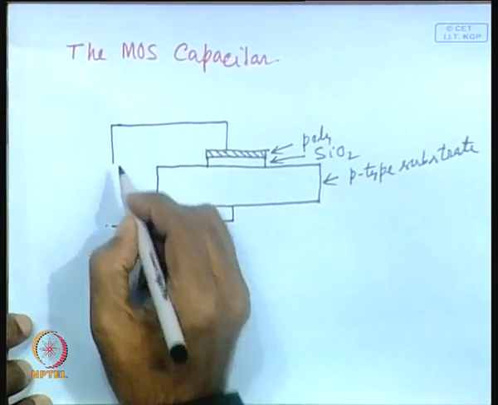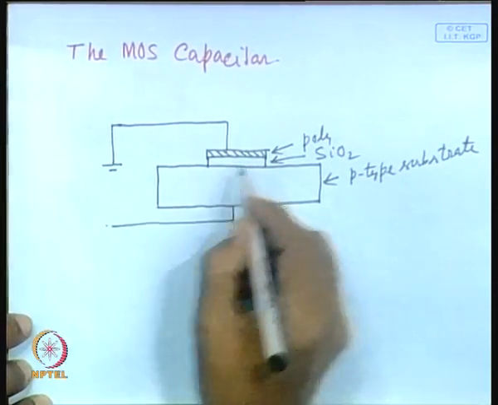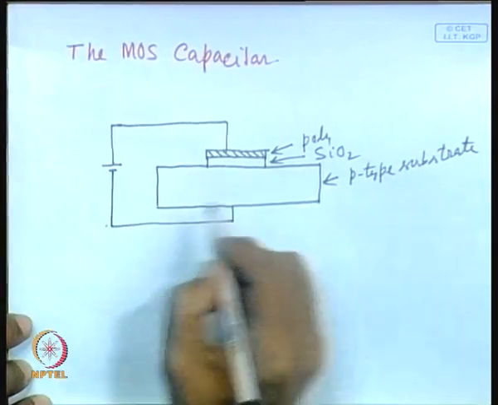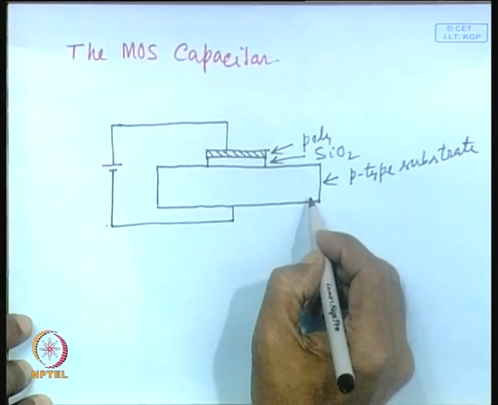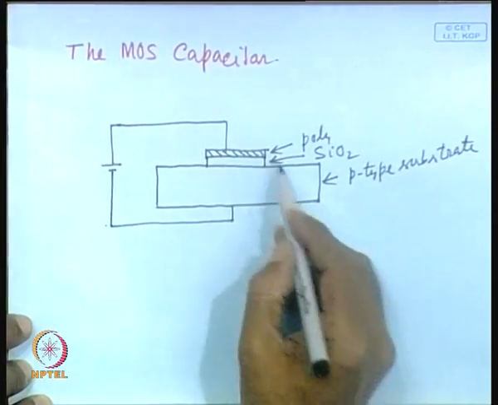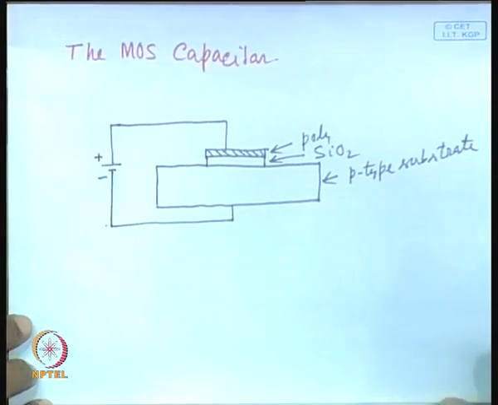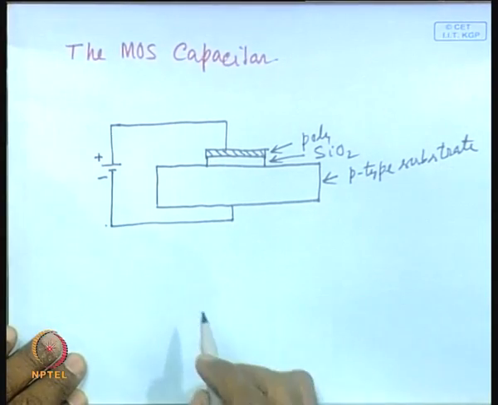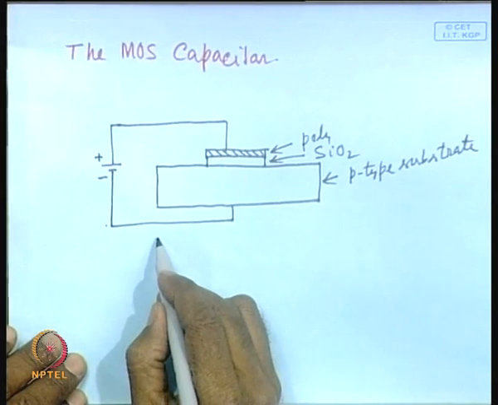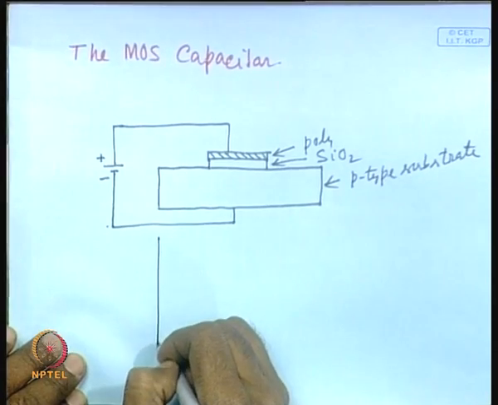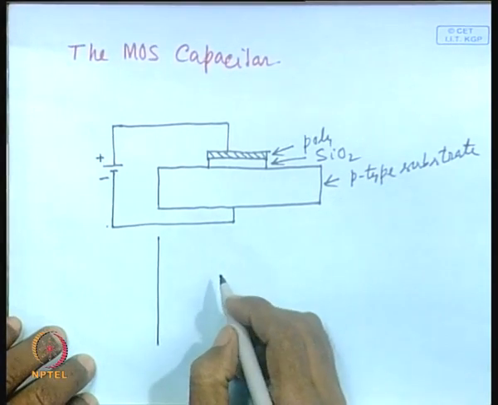In this particular case we apply a positive voltage to this polysilicon, because we have assumed that this is a p type substrate. Normally in an NMOS transistor this is what we do. So, this is positive and this is negative. Now, based on this fluid model, as we apply some positive voltage, this can be mapped within the geometry of the MOS structure.